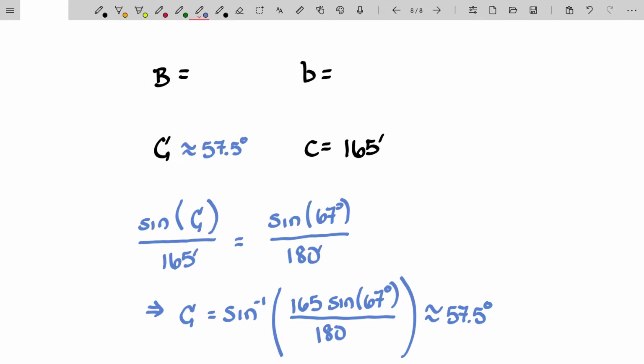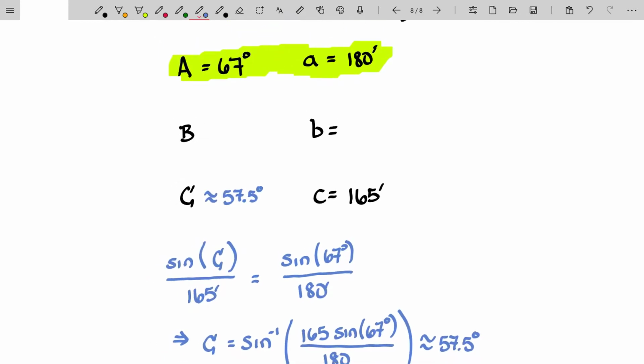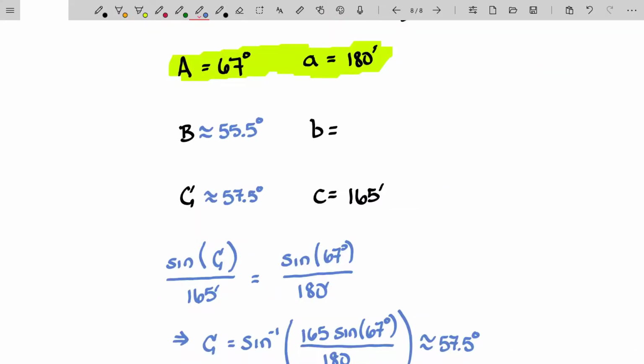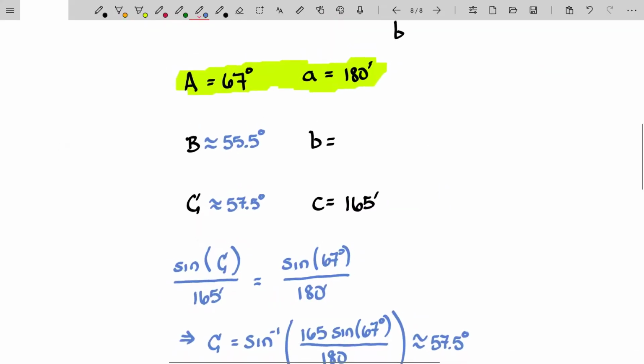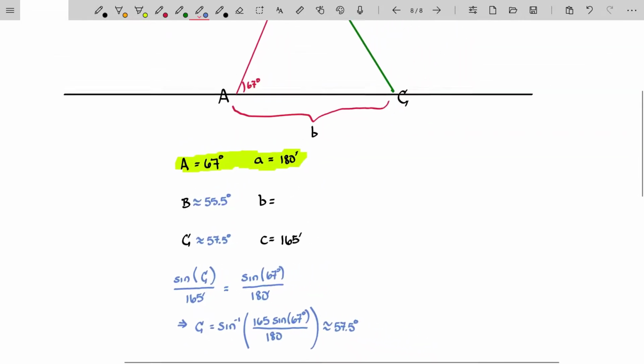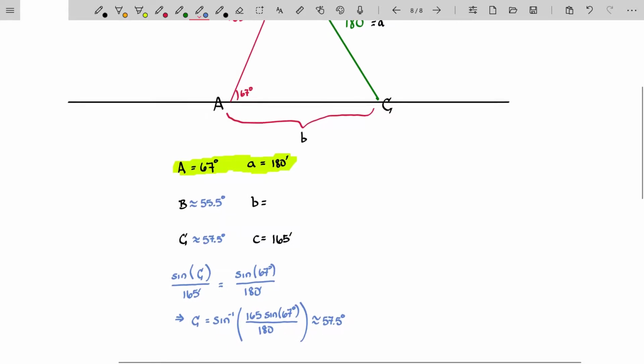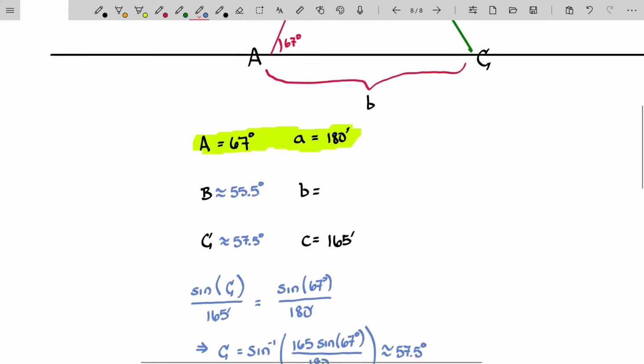And that means that our angle B will also be an approximation. All I did here was say angle B is 180 minus the given angle of 67 minus our computed angle of C. We get 55.5. So I fill that in, and note, we really want that last thing there, which is the side B.